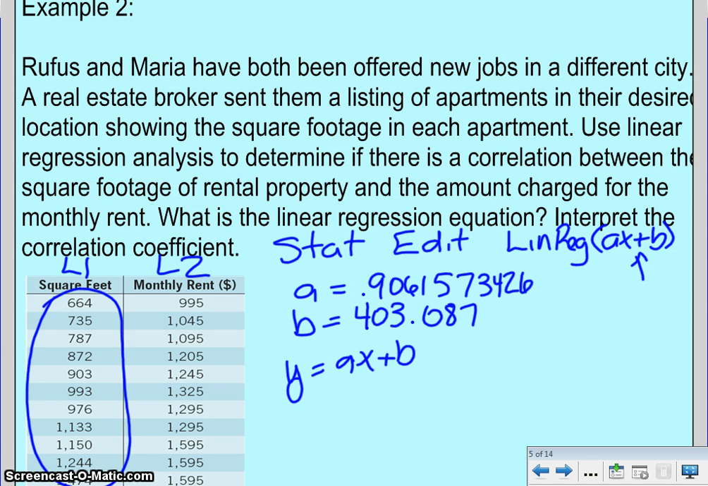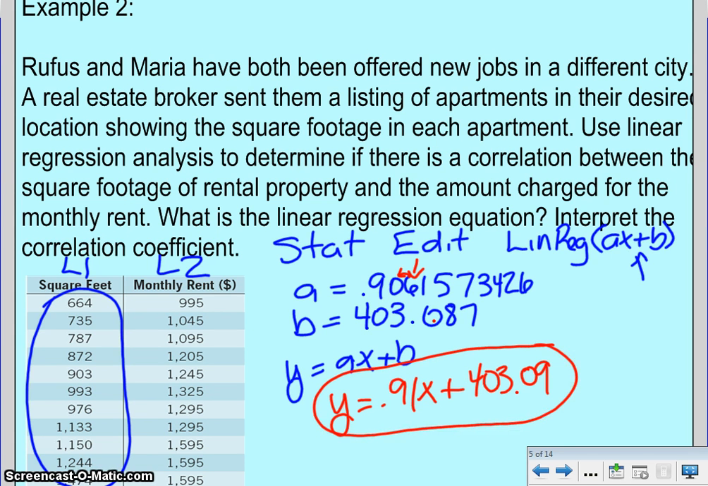It's just a matter of plugging them in. And again, I'm going to go ahead and round when I do that. So our equation is y equals 0.91. You can see here the 6 tells us that we're going to round this up to a 1. And it's 0.91x plus b, which is 403.09. And there is our linear regression equation.